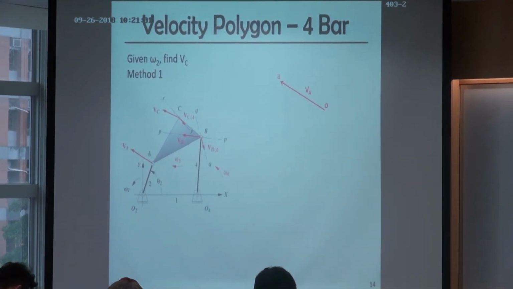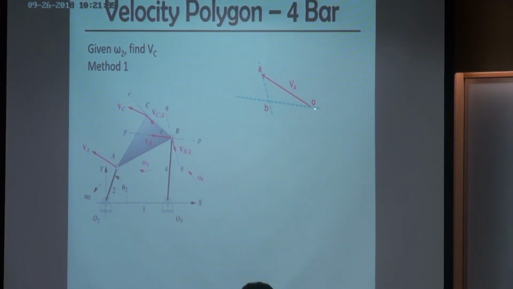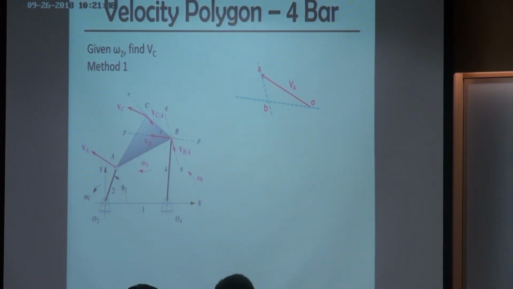What we did last week, we found the velocity of B first. But do you know why we don't want to find the velocity of C first? We find B instead of C. Why don't we just directly find the velocity of C?